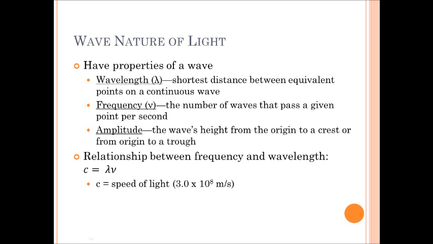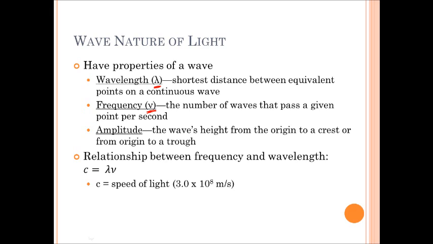But because light is a wave, it has some of the properties of a wave, such as the wavelength, which is the distance between equivalent points, the frequency, which is how many waves pass through a certain point per second, and the amplitude, which is the height of the wave from an origin to a crest or from the origin to a trough. And in chemistry, wavelength is symbolized by lambda, which is like an upside down y.